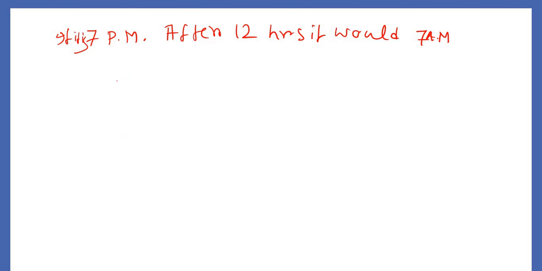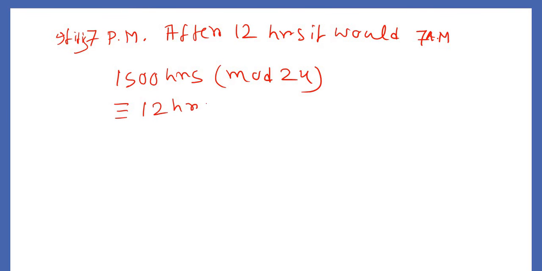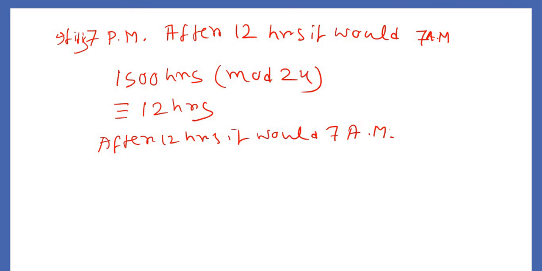Okay, and how have we applied congruence modulo here? 1500 hours mod 24. Okay, and what is the remainder? 12 hours, right? Therefore after 12 hours, if it is now 7 pm, after 12 hours it would be 7 am. I hope you have understood how I have applied the concept of congruence modulo here.